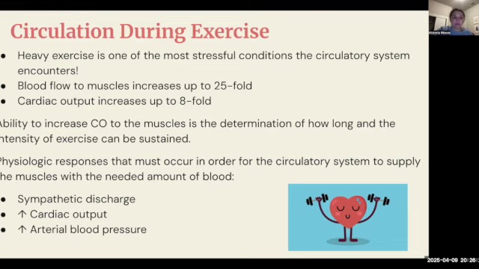There are three different responses. The first one is sympathetic discharge. So we'll chat more about this in the next slide, but this will trigger things like a faster heart rate and stronger heart contractions. The next one is an increase in cardiac output. So the heart will pump more blood to deliver oxygen and nutrients to the muscles. The third one is an increase in arterial blood pressure, which will help push that blood to where it's needed.